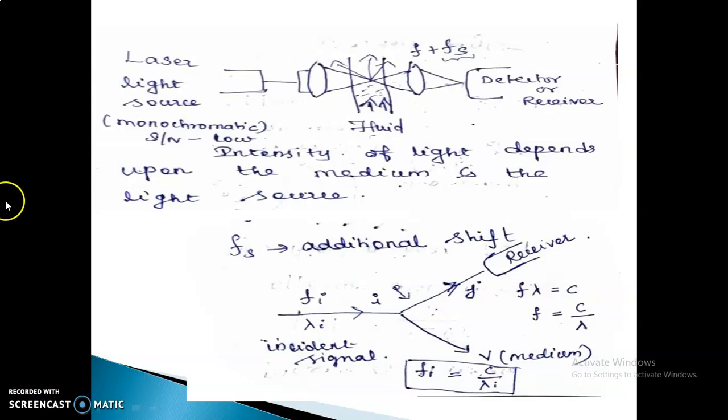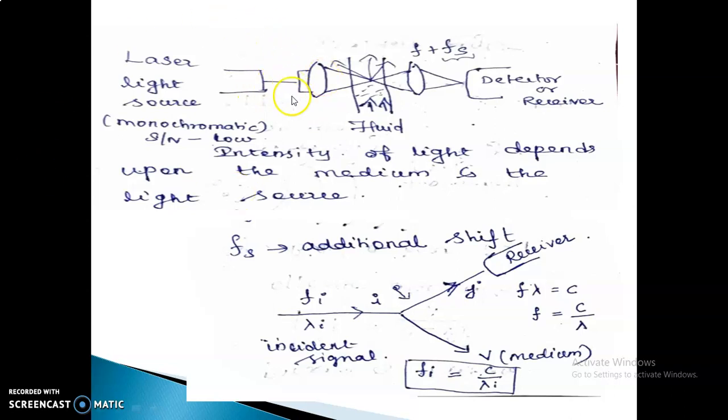Now look at the diagram here. This is what is called the laser light source. You all know laser light is monochromatic in nature, and it is a directional signal. The signal to noise ratio is also very low. That is the reason we go for a laser light source.